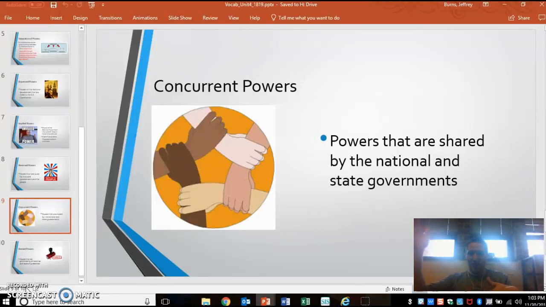Roads, there's national roads like Interstate 95, for example. Then there's roads that are like state roads, like Braddock Road. And then there's roads that are just in the county, like the Fairfax County Parkway. Okay, and it depends on where this road is and how big it is and how long it is to determine who has that power. But they share the power because they're both responsible for it.